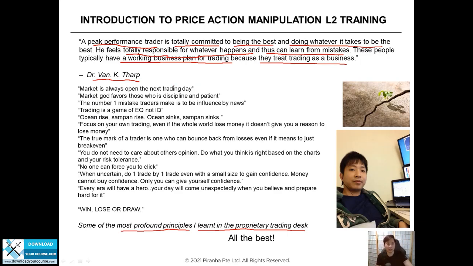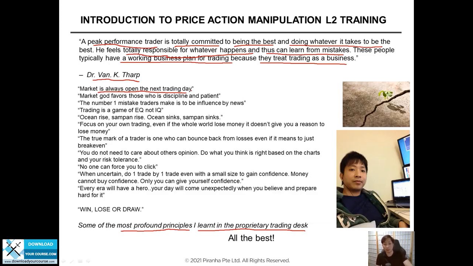One thing that I learned is that the market is always open the next trading day, which means do not worry about today's performance. Just do your best, do the right thing. And even if you have a bad day, remember that you always have a chance tomorrow.